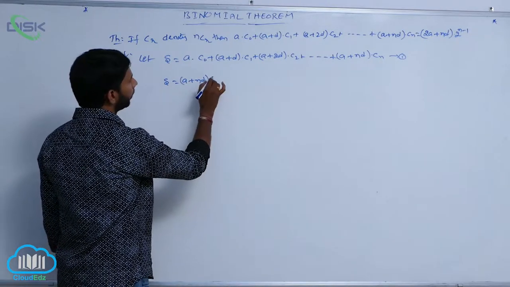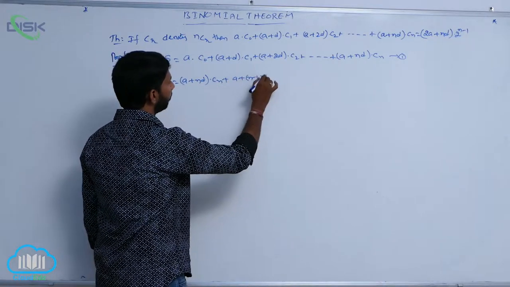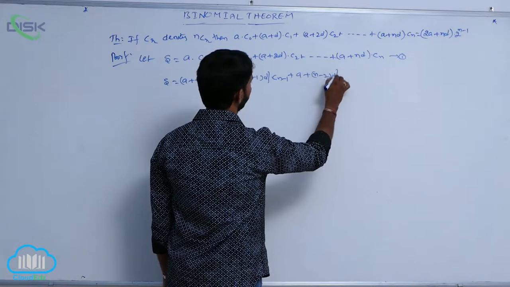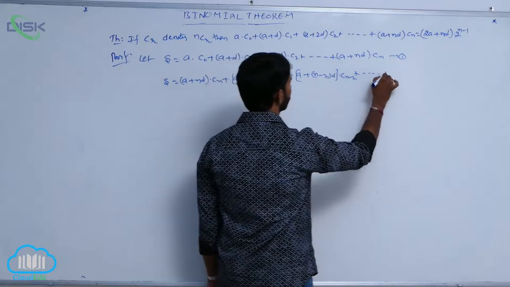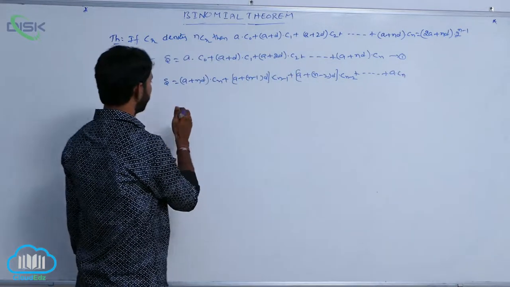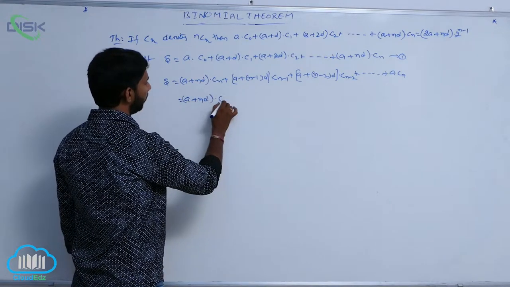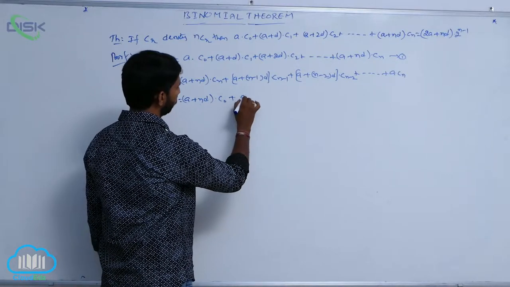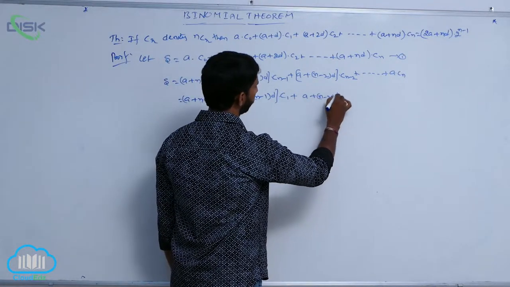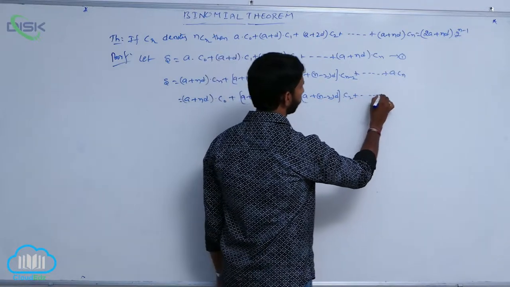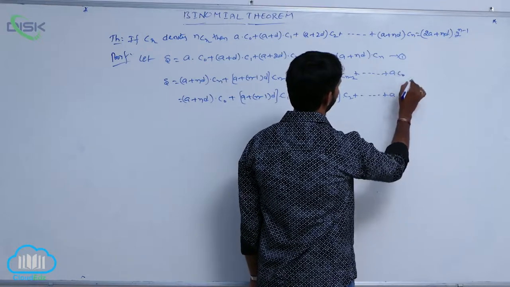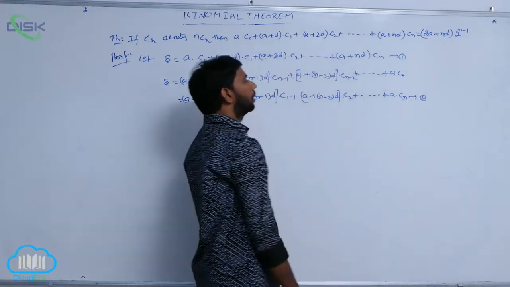(a plus nd) into Cn plus (a plus (n minus 1) d) into Cn minus 1 plus (a plus (n minus 2) d) of Cn minus 2 plus and so on, a into Cn. This also can be written as (a plus nd) of C0 plus (a plus (n minus 1) d) of C1 plus (a plus (n minus 2) d) of C2 plus and so on, a into Cn. This is considered as condition number 2.